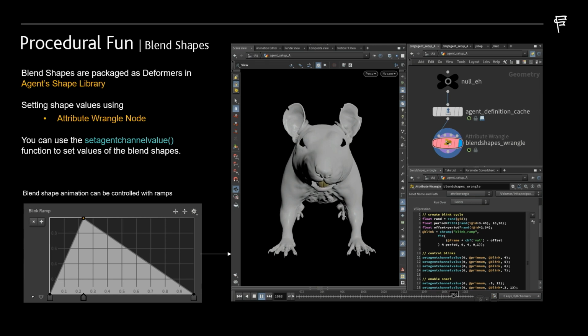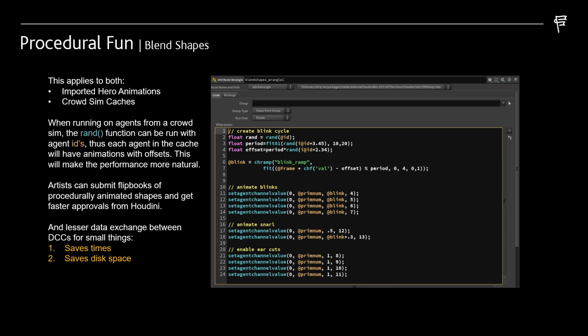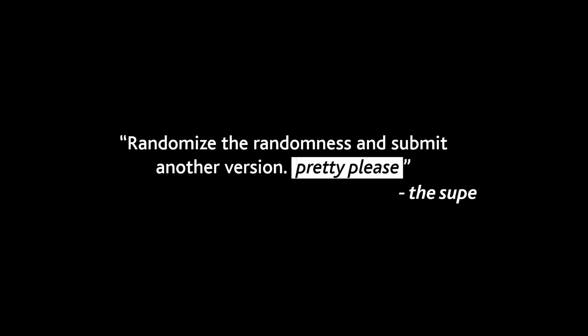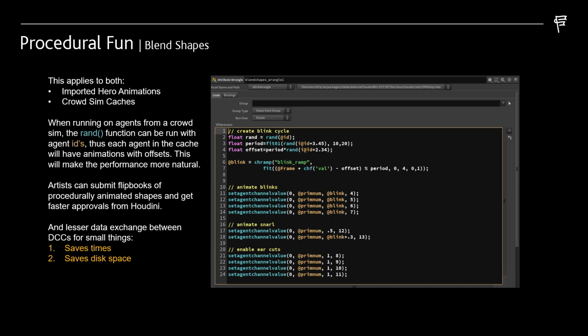The best part with this method for a crowd system is the randomization, because every agent in the crowd system has a unique ID, and you can feed that ID to the random function to get some offsets. So all your rats suddenly don't start blinking at the same time, because they would look funnier than they are. Really a powerful system. It saved us time and saved us disk space. Again, I keep coming back to the disk space because now we are not exchanging data between two DCCs.